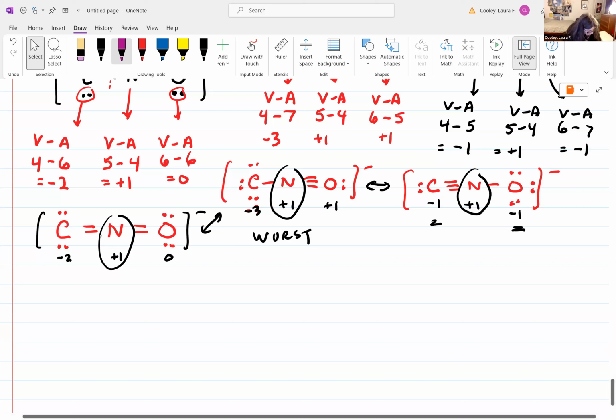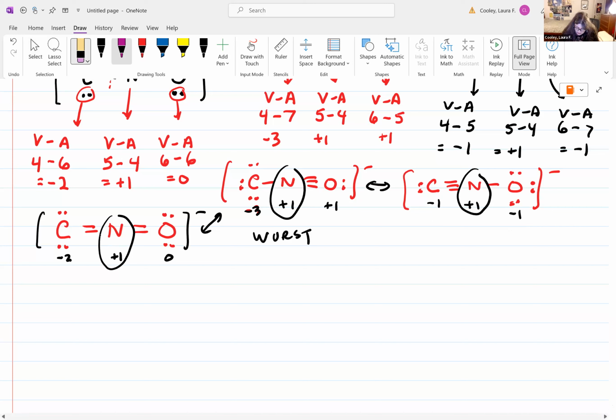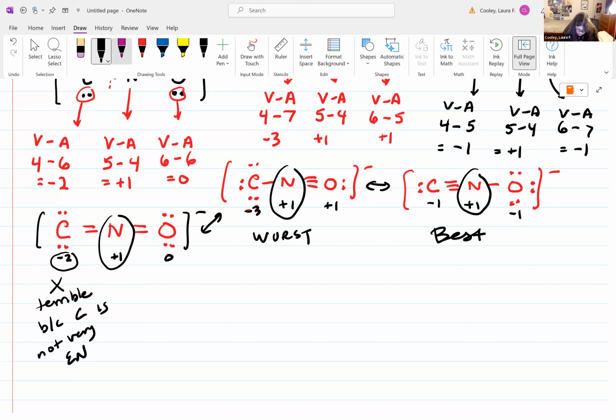Let's see if I agree with what I wrote on the answers here. Yeah, except I think this was structure 2 on the solution. This one I would say is the best. Because here you have all the negative formal charge, -2 on carbon. That's terrible, because carbon is not very electronegative. Here, at least you're giving oxygen half of that burden, and carbon's only having half of it. So I would say that is the best structure, but none are great.